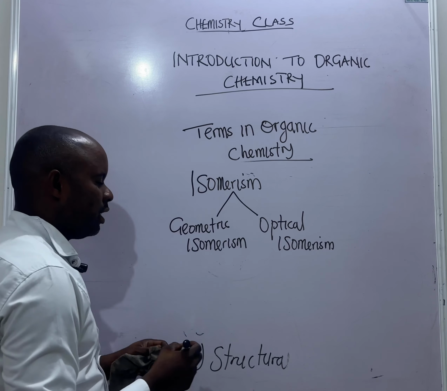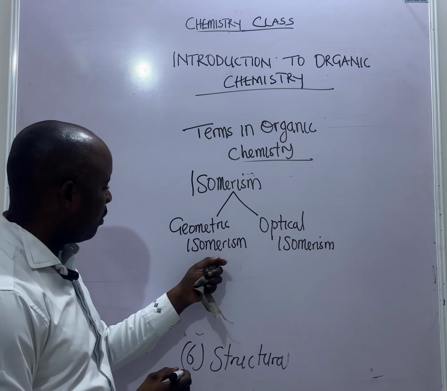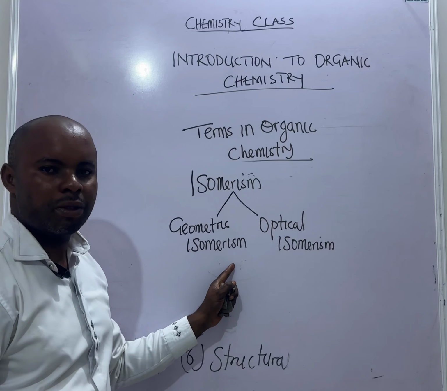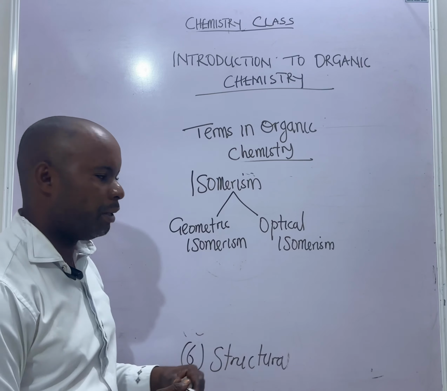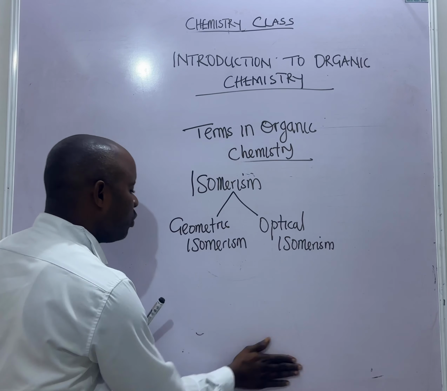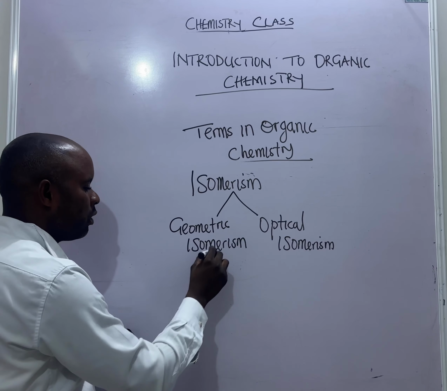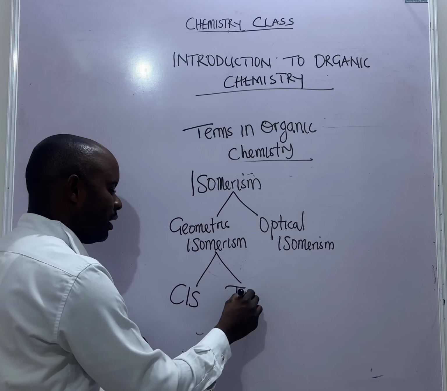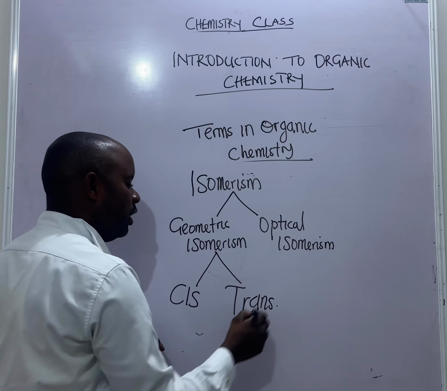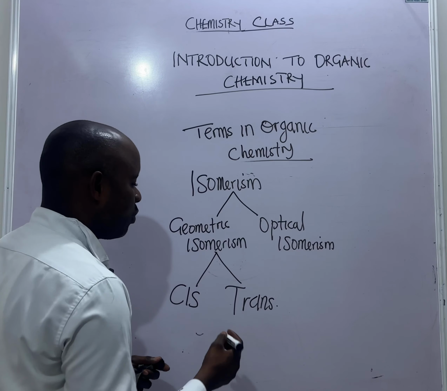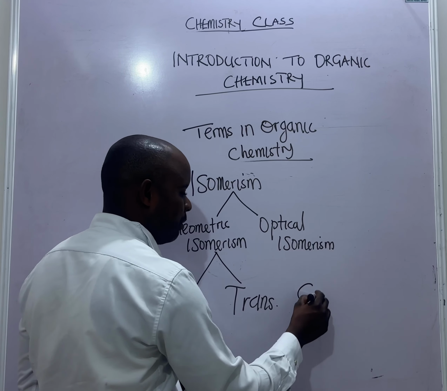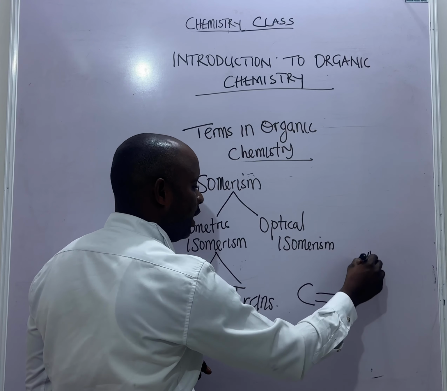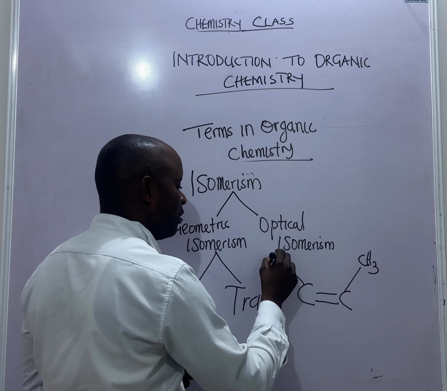The geometric isomerism is the existence of two or more organic compounds that have the same molecular formula as well, but they have different spatial arrangement. Under this point, I'm going to talk about two types: the cis isomerism and the trans isomerism. We can use but-2-ene to explain this concept. Let's use but-2-ene to explain this concept.